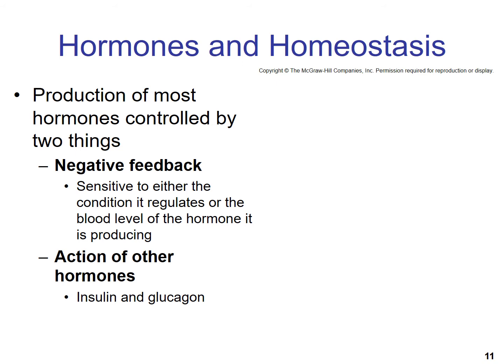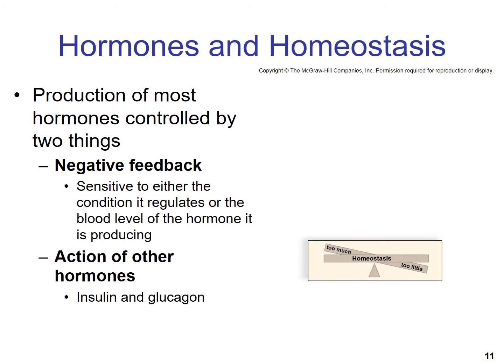Also, production of most hormones is controlled by action of other hormones, and in this case you see insulin and glucagon. Now, insulin and glucagon act in direct opposition to one another. What insulin will do is to reduce your blood glucose levels. What glucagon will do is to increase them.